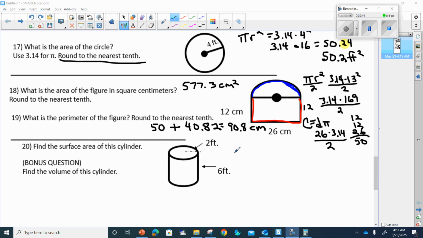All right, we're on number 20, finally almost over. This says find the surface area of the cylinder. Surface area's formula is pretty complex. We have to take everything we can touch. If I unfold this, I see that I have a circle on top, a rectangle that wraps around it, and a circle on the bottom. First, I'm going to need the formula for a circle, which was pi r squared.